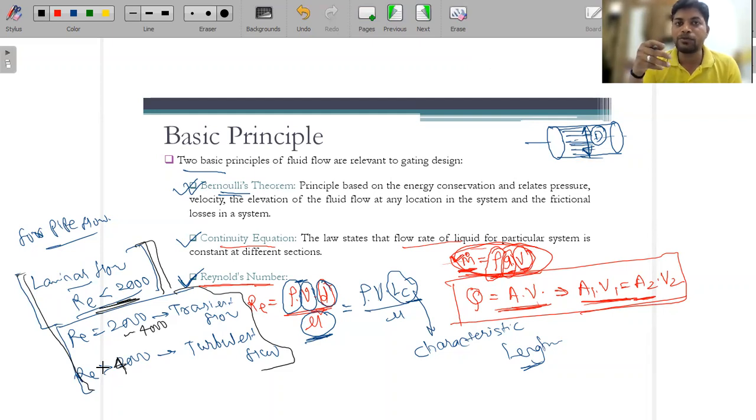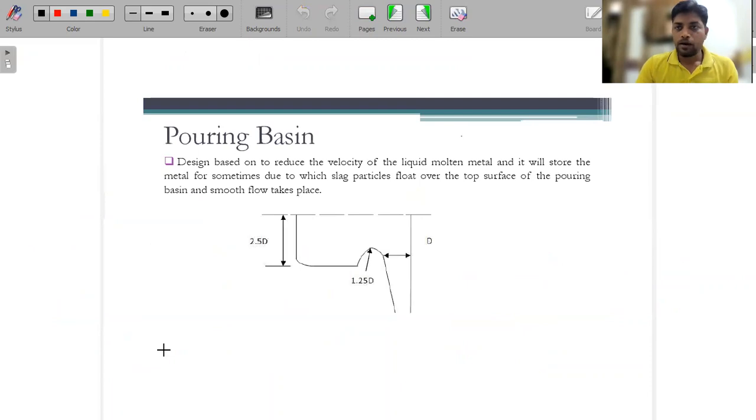That will become in terms of the lakhs. Okay, so for that, this Reynolds number, the Reynolds values are different. So these 2000, 4000 values are for the pipe only. Okay, let's design the elements.